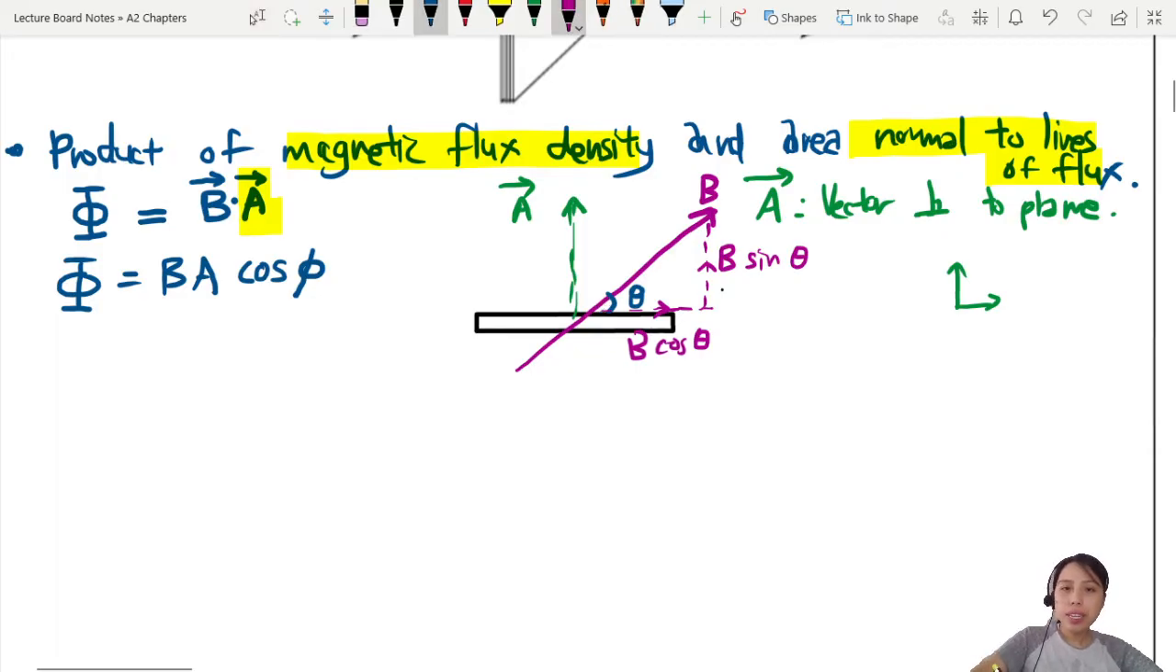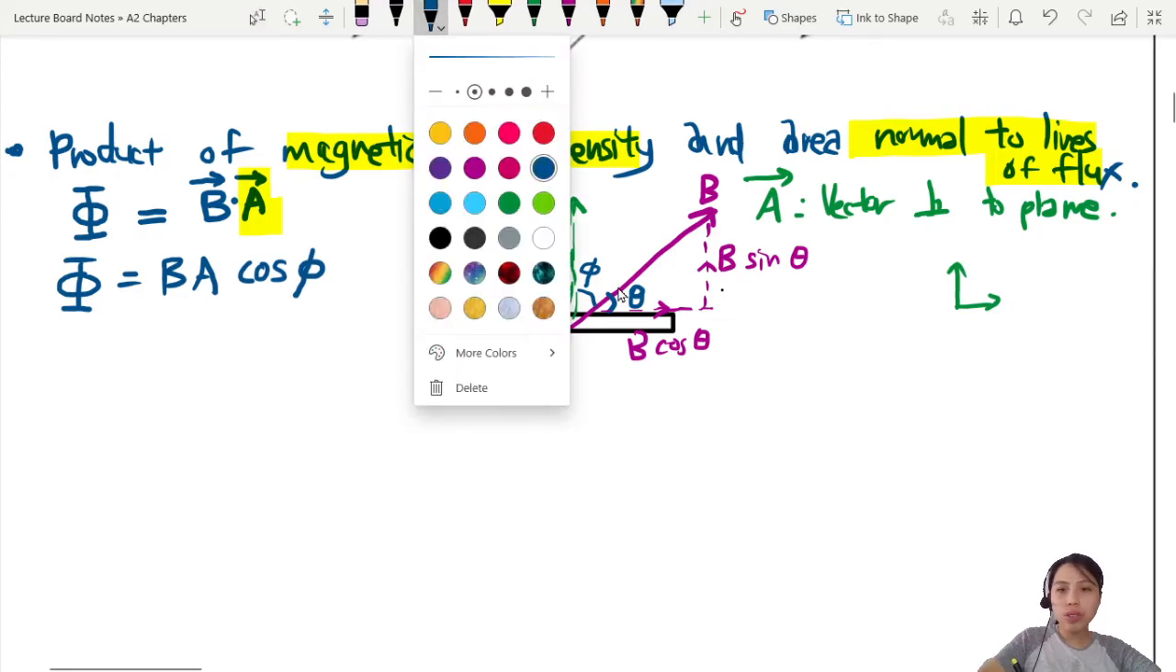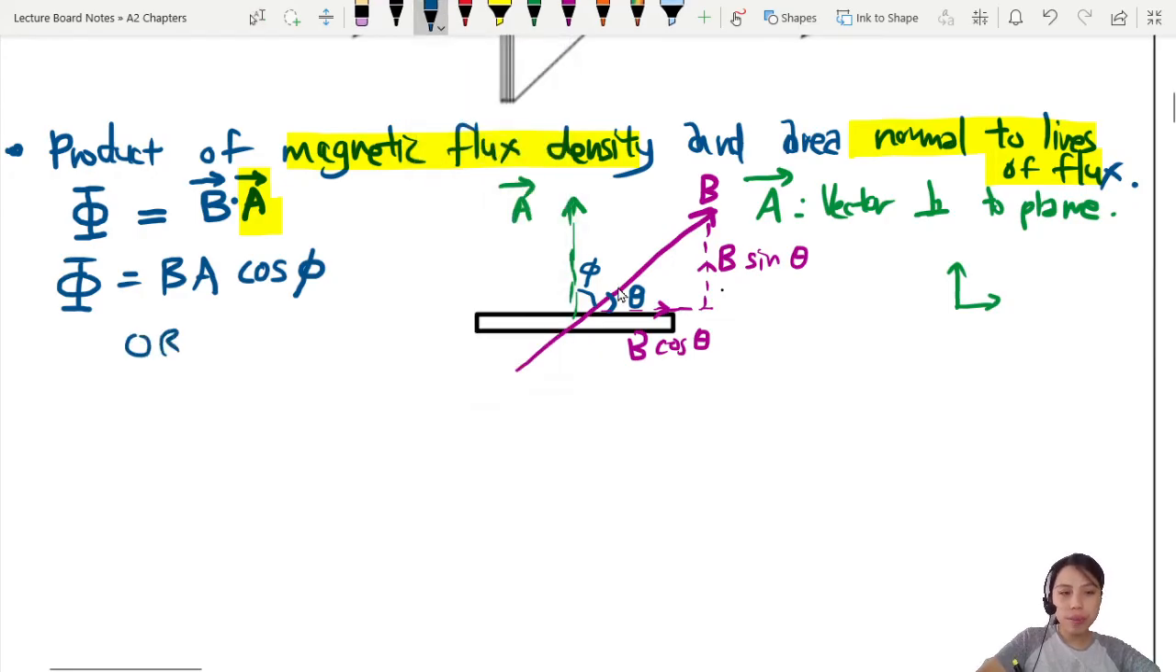So in other words, we can say, oh, the angle between B and A is phi. So that is our first equation that we look at, the angle between B and A. So B and A, phi. But you can also change it to be in terms of theta, like what we do there. So we resolve the magnetic field instead. So you can also have another way of calculating flux, which is BA sine theta. And there's two different angles here, so don't confuse both.